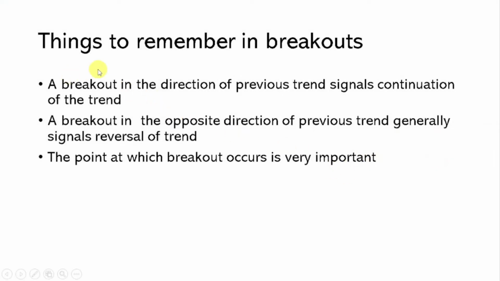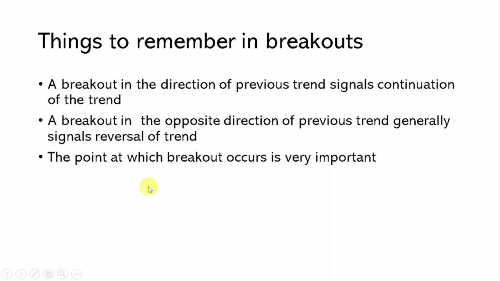Now let's talk about some things which you should remember while analyzing a breakout. So a breakout in the direction of the previous trend signals continuation of the trend. So when the previous trend is up, and after the breakout also the trend is up, then it tells you that the trend is continuing and the trend is healthy. The previous trend which was there is a healthy trend, right? But whenever a breakout happens in the opposite direction, then it tells you that the trend has reversed, and the trend which has reversed is likely to continue in the long run.